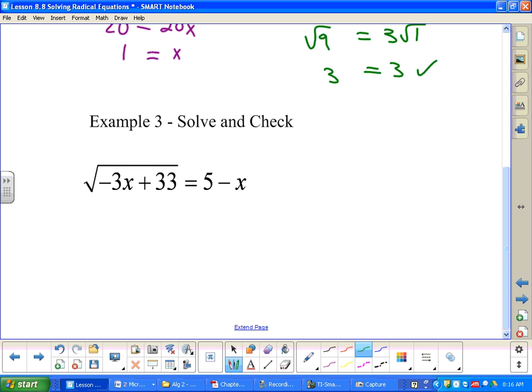Okay, so let's look at another type here. The square root of negative 3x plus 33 equals 5 minus x. So we only have one radical. It's isolated. It's on the side by itself. Okay. So then we're going to raise both sides to the power of the index. So we're going to square both sides.